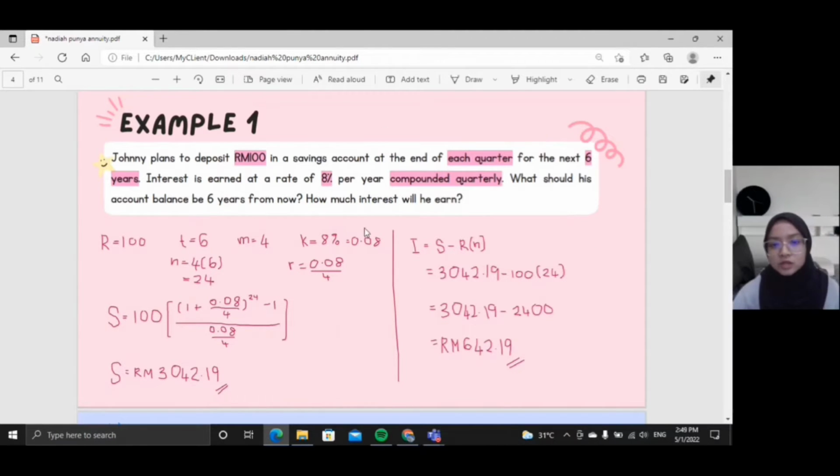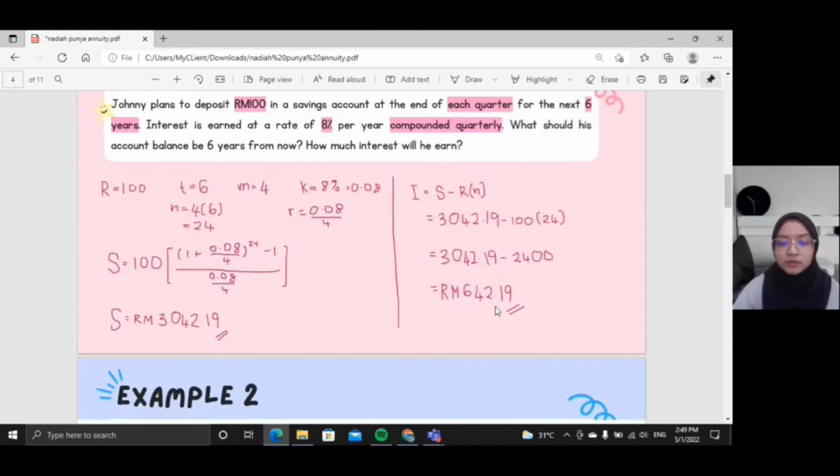Okay, next, the question asks us to find the interest that Chuani will earn. The formula we will use is I equals S minus R times n. We have S here, so just substitute inside the formula, R here is 100, times 24. We will get the answer 642 ringgit 90 cents. Okay, so we have already answered the questions given. So we will move to the next question.